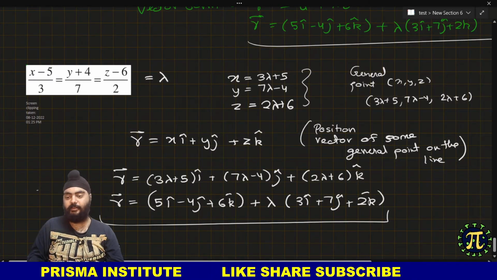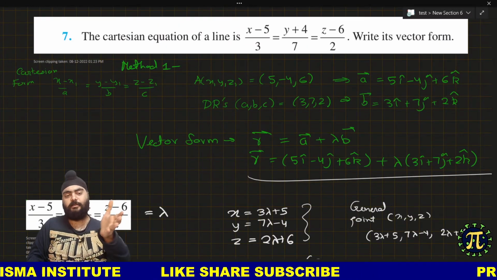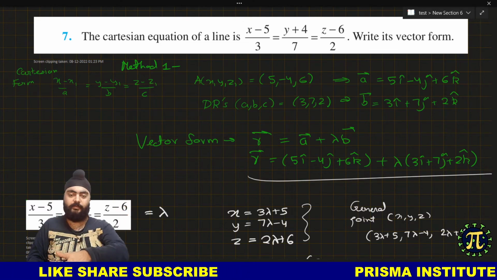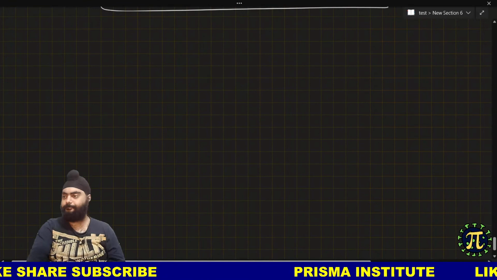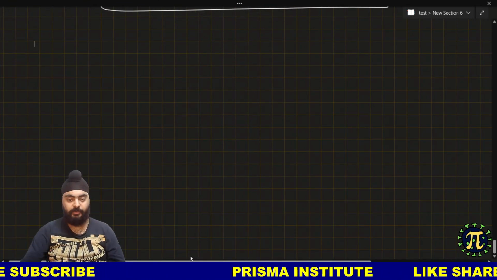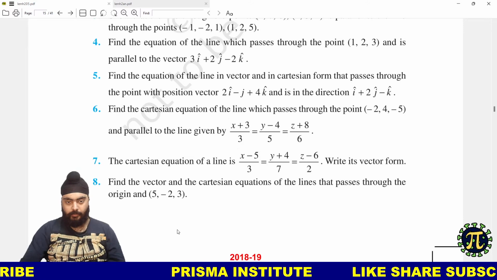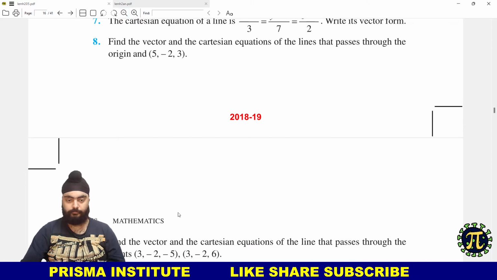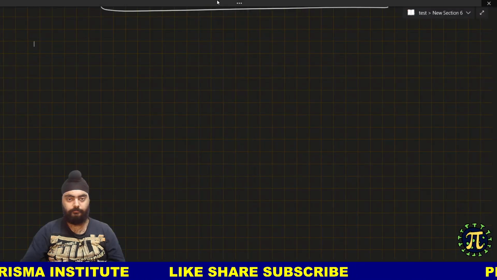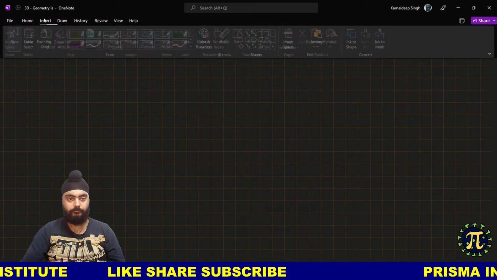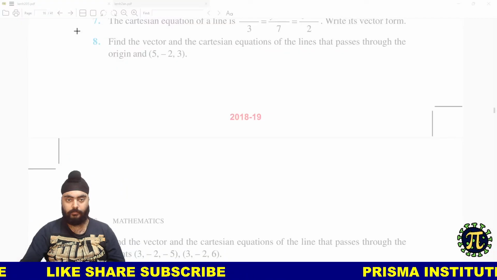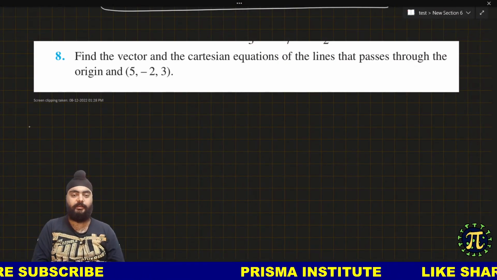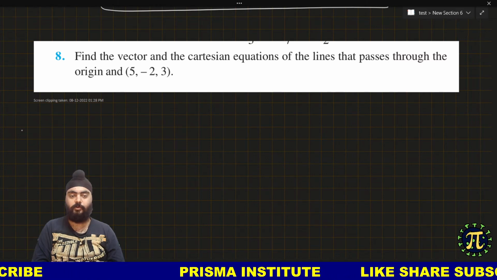And by that you can find the equation, or you can just compare and find x1 y1 z1 and a b c and put them in the vector form. So your choice how to do it, however you want. Eighth question: find the vector and the Cartesian form of the equation of the line which passes through the origin and this point.